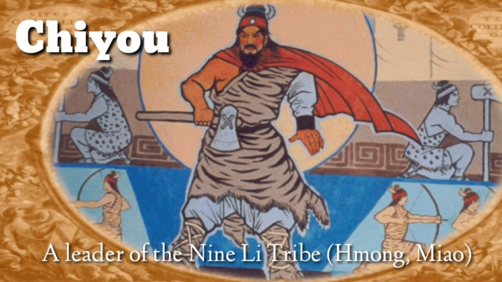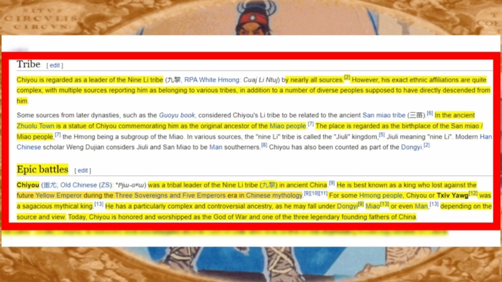Chiyou, a leader of the Nine Li tribe, the Hmong and the Miao people. Chiyou is regarded as a leader of the Nine Li tribe by nearly all sources. However, his exact ethnic affiliations are quite complex, with multiple sources reporting him as belonging to various tribes, in addition to a number of diverse peoples supposed to have directly descended from him. In ancient Zhuolu town is a statue of Chiyou commemorating him as the original ancestor of the Miao people. The place is regarded as the birthplace of the San Miao people.